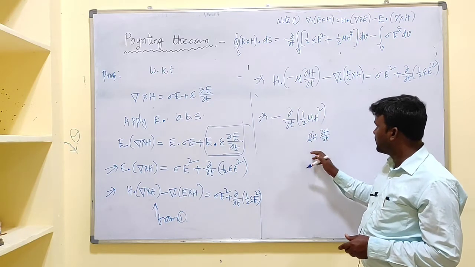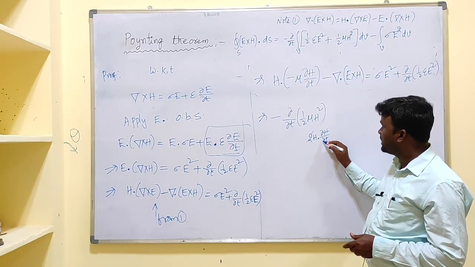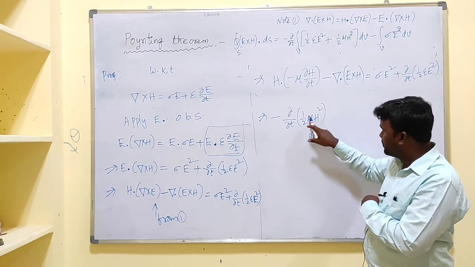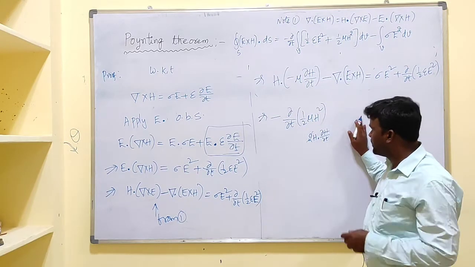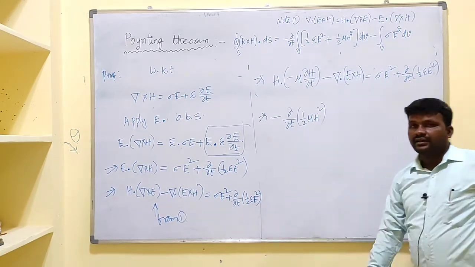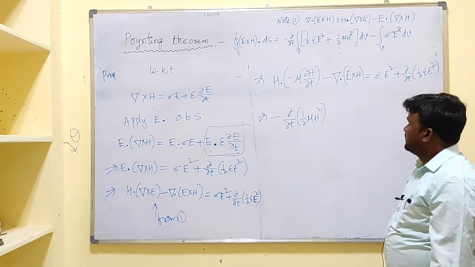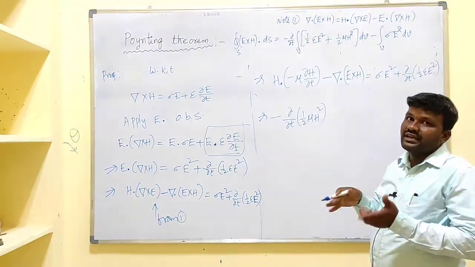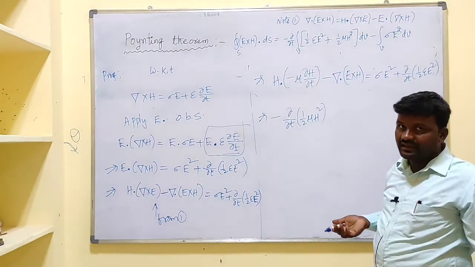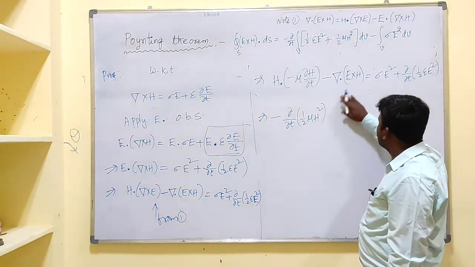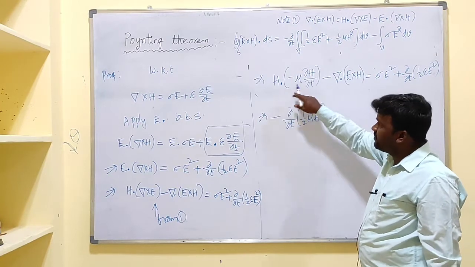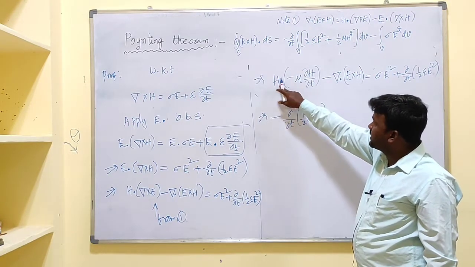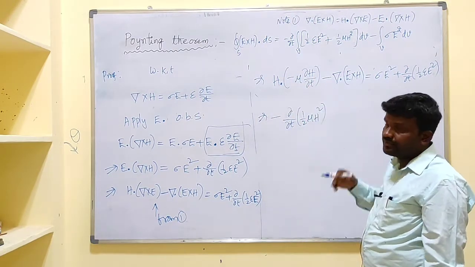This 2 and the 1/2 cancel out. We get H · ∂H/∂t times μ, that is μ H ∂H/∂t, or else H dot H means both are in the same direction, that is H² only. So simply I changed the order; we can write this H here or here, no problem.